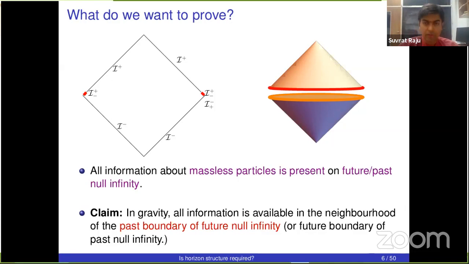I don't disagree with the physical picture, but let me just make a few comments. First, I agree. This is in some sense similar to the notion of holography, in that in AdS, we have a boundary of AdS, and we say information is available near the boundary. And here we have a Cauchy slice. You can think of null infinity as being a limit of Cauchy slices, and this is a statement that information is available near the boundary of that.